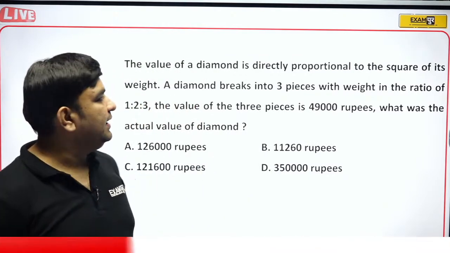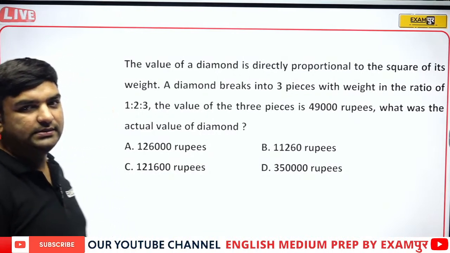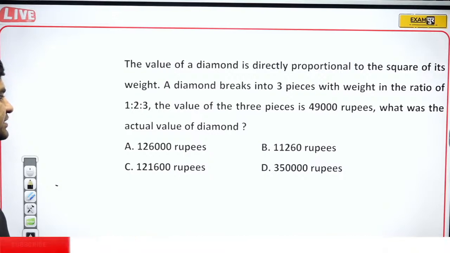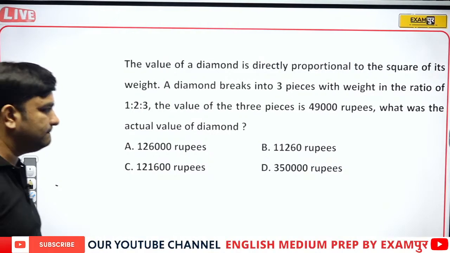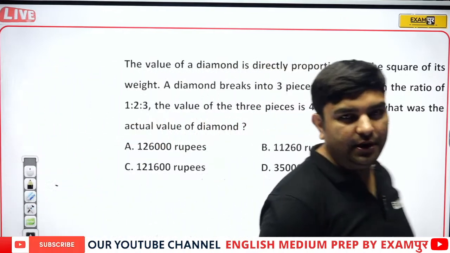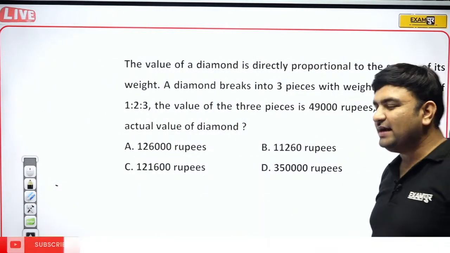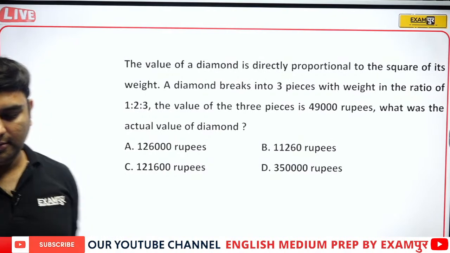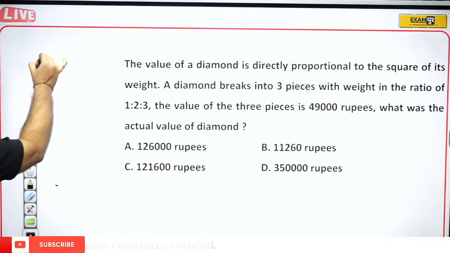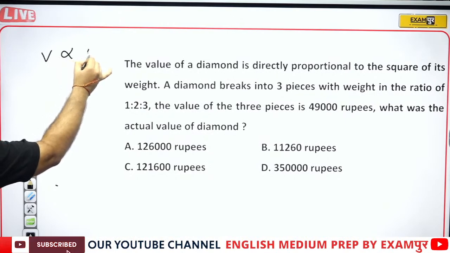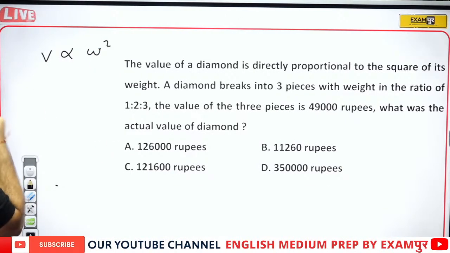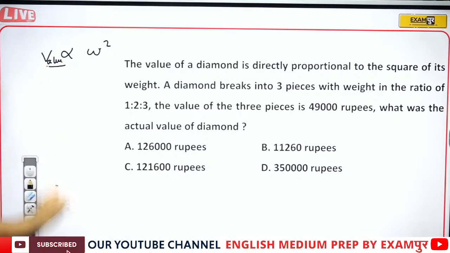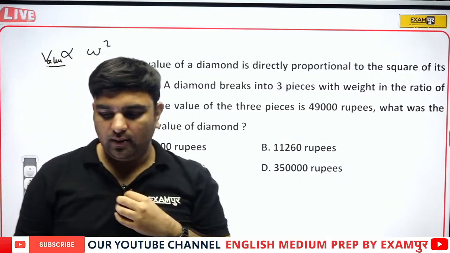Value of a diamond is directly proportional to the square of its weight. A diamond breaks into 3 pieces with weights in the ratio 1 to 3. What is the actual value of the diamond? So value of the diamond is proportional to weight square. Value is proportional to weight square.